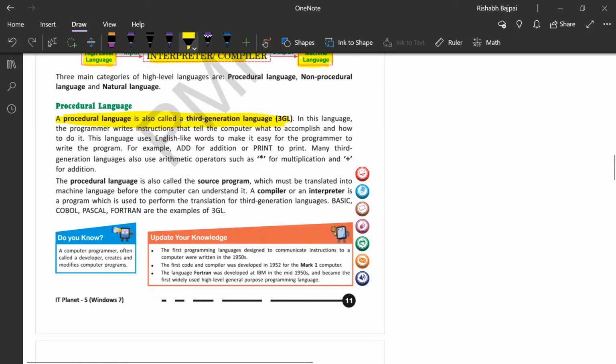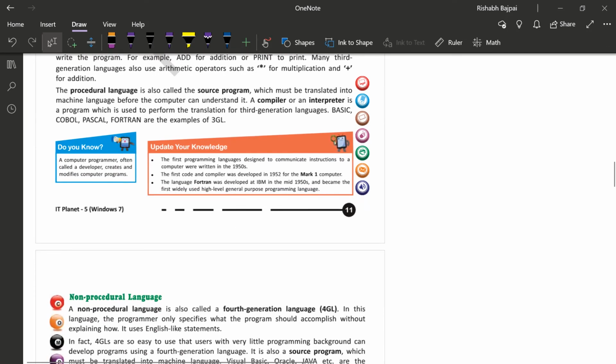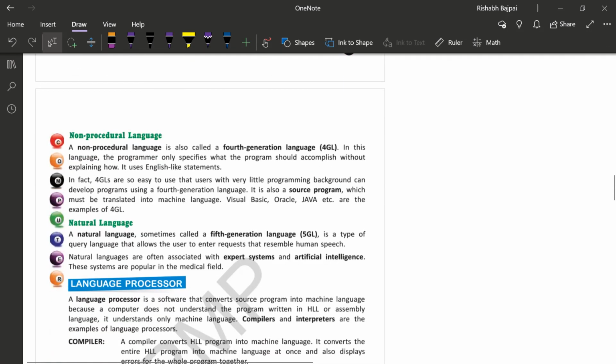Okay, so this is all about procedural language. And if we talk about non-procedural language, as the name suggests, non-procedural language is the language where we do not require any procedure. Clear? So non-procedural language is also known as fourth generation language. Why do we call it fourth generation language?